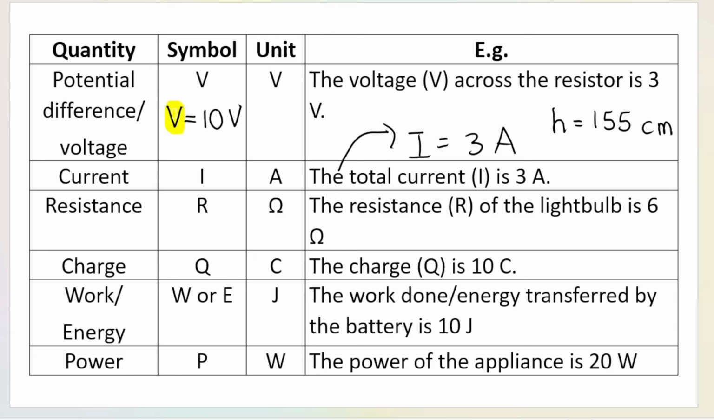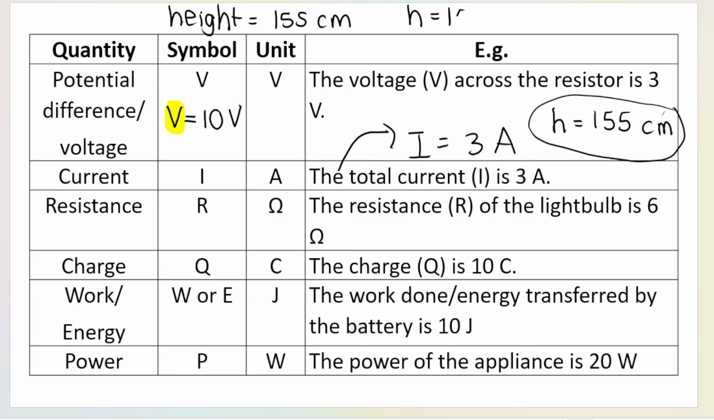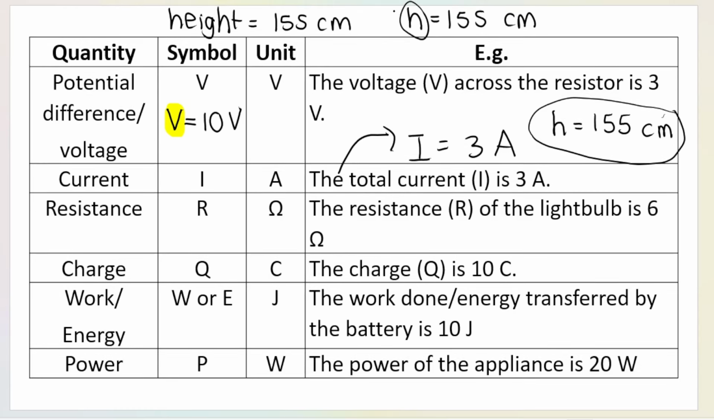This is the symbol. It's basically a placeholder instead of writing potential difference or instead of writing voltage. I explain it over here: if I say my height is 155 centimeters, instead of writing my height is 155 centimeters, I can say H is equal to 155 centimeters. So H is a symbol. It's like a shortened version of writing out height, but the unit is centimeters. So the unit always comes after your answer. It is very different to the symbol.